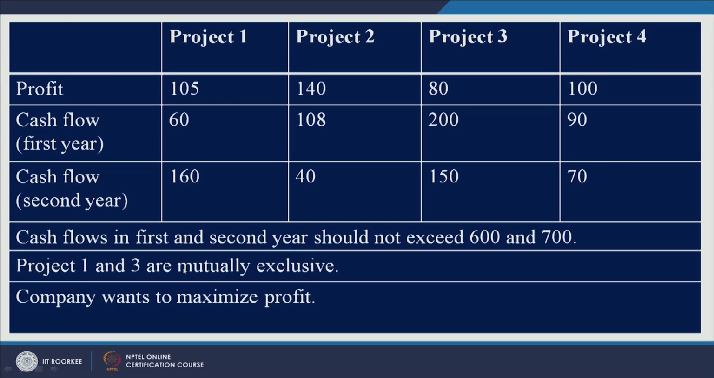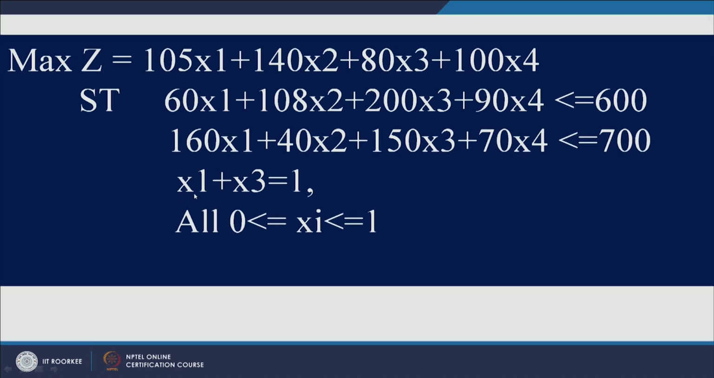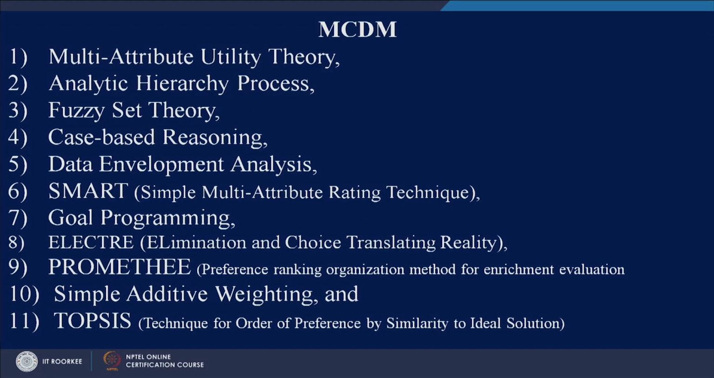But you also want to satisfy this particular constraint. So, either you select 1 or 3. So, what you should do: x1 plus x3 is equal to 1. If x1 is equal to 1, if you have selected the first project, then definitely x3 would be 0, and when you select x3, x1 would be 0. So, this is how you can formulate the model.